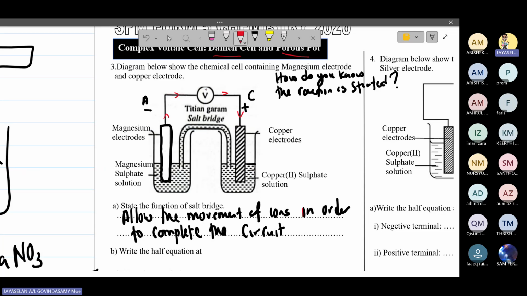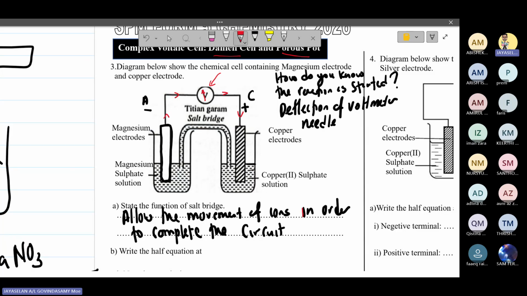Bila you dah set up, you nampak jarum ini mula bergerak. Deflection of voltmeter needle. Okay, so jawapan dia the deflection. Voltmeter needle shows the reaction started. Any question? So ini pun kena hafal lah. Deflection of voltmeter needle shows the reaction already started.